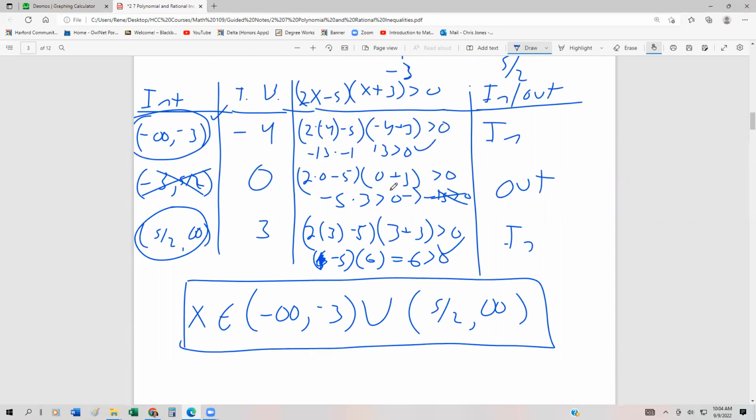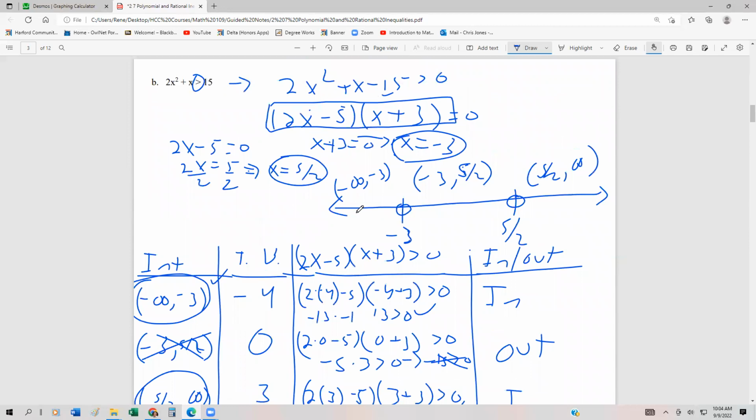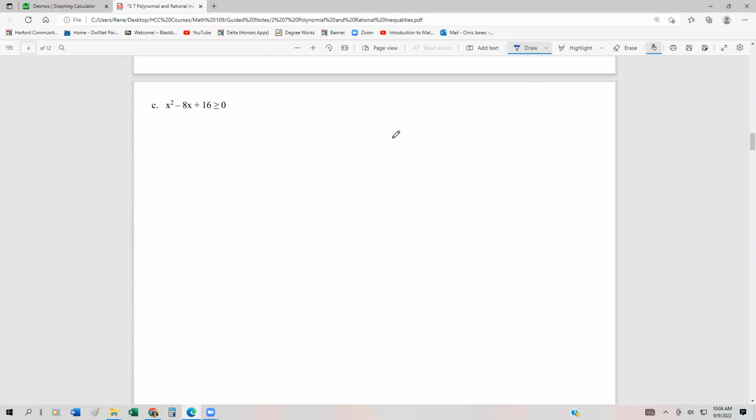All right. Now, the two examples we've done so far are pretty straightforward. Okay. Let's take a look at one that's a little bit sneaky, but actually a little bit easier than the previous one. So we have this x squared minus 8x plus 16 greater than or equal to 0. All right. So first thing we do is we set it to 0.